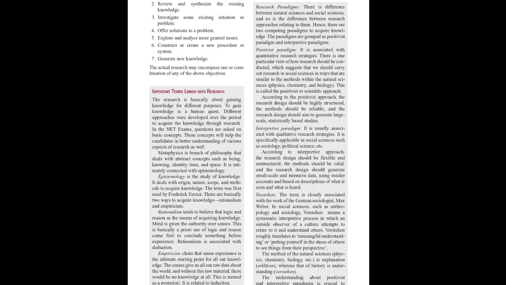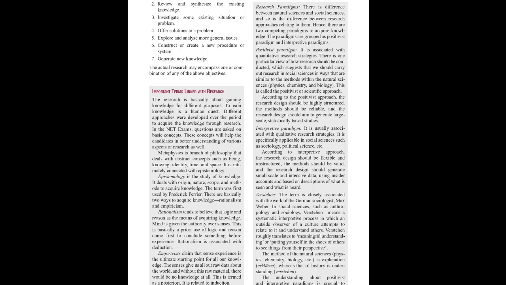Important terms linked with research. The research is basically about gaining knowledge for different purposes. To gain knowledge is a human quest. Different approaches were developed over the period to acquire knowledge through research. In the NET exams, questions are asked on basic concepts. These concepts will help the candidates in a better understanding of various aspects of research as well.